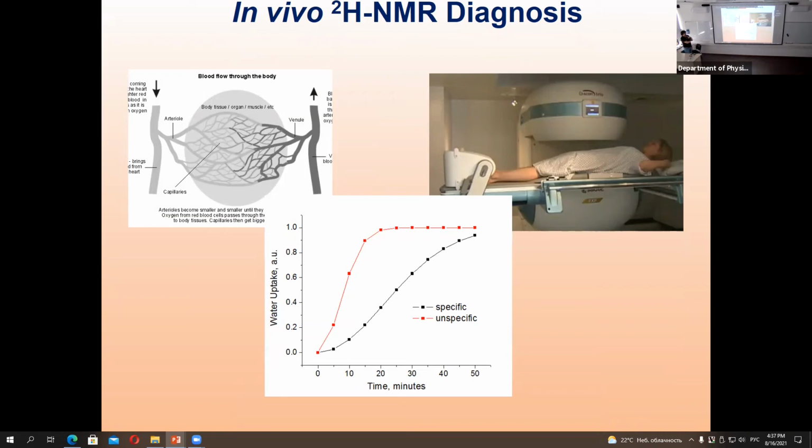One more interesting application: if a patient has a kind of cancer, the cells like to absorb the liquids taken by a human faster. So we differentiated breast cancer in women. We spent many nights in MRI centers here in St. Petersburg, and we really discovered that.